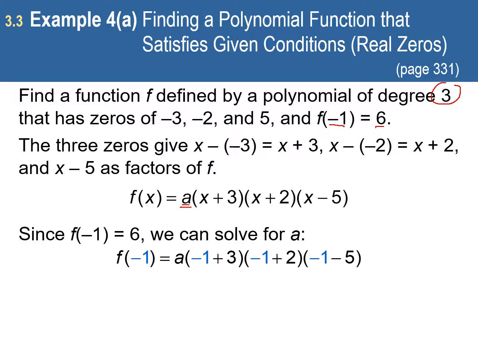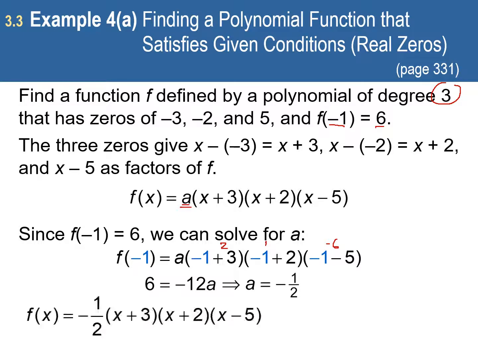So I put in negative 1, and I set it equal to 6. So 6 has to equal, what is this? This is going to be 2, 1, negative 6. So 6 has to equal negative 12a. So a has to equal minus 1/2. So find a function who satisfies all this. It's going to be minus 1/2 times x plus 3 times x plus 2 times x minus 5. You can multiply that out.